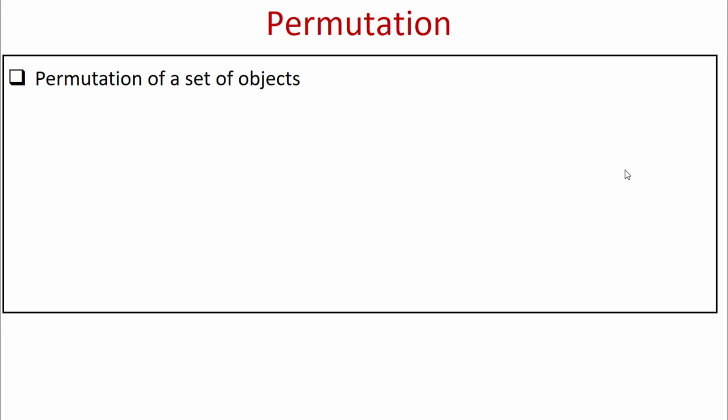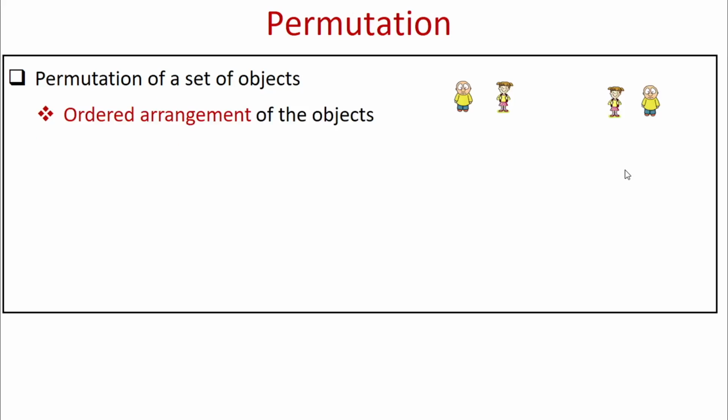So to begin with, what is a permutation of a set of objects? As the name suggests, it's an ordered arrangement of objects. And when I say ordered arrangement, that means the ordering of the objects matters here. So for instance, if I consider two persons, person number one and person two, then these two orders are different. Person number one followed by person number two is different from the ordering where person number two appears before person number one, right?